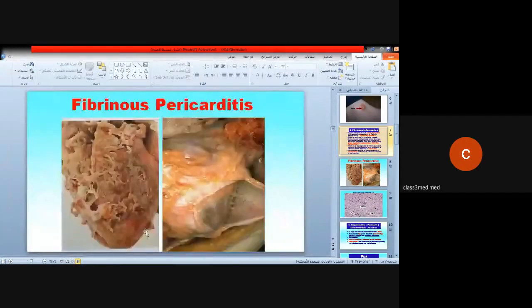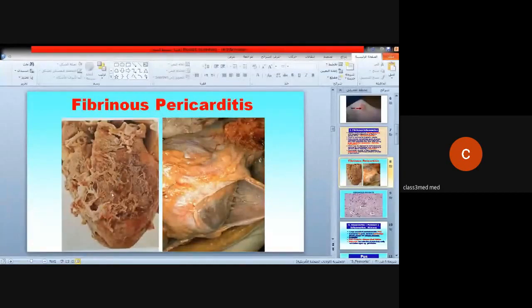This is fibrinous pericarditis. On the left, you see the heart, and there is excessive fibrin deposition on the surface of the heart. This is the visceral layer of the pericardium, which is attached to the surface of the heart. This is a bread and butter appearance, resembling the spread of butter on bread.